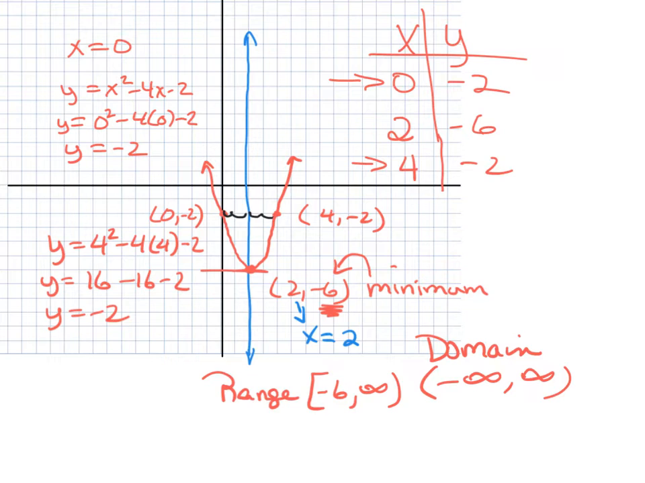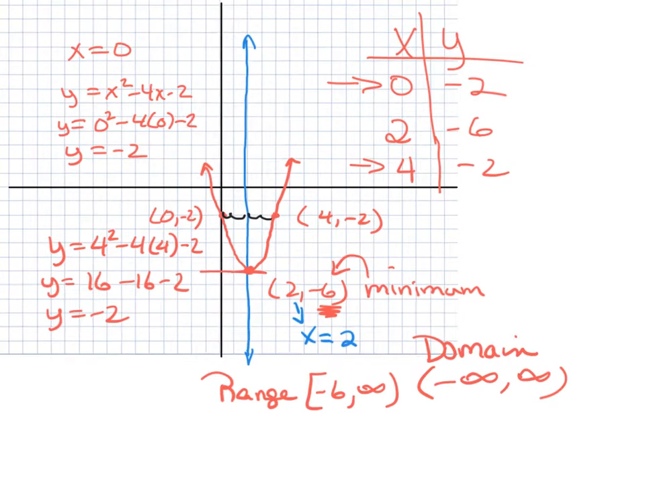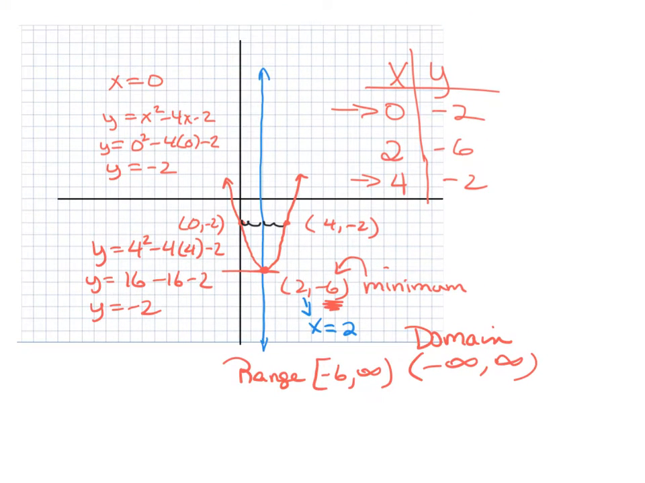When it's the sad parabola, it'll be negative infinity to the number. It'll be a less than. So on the quiz, be able to identify the vertex, the axis of symmetry, the domain, the range, if it's a minimum, a maximum, and also be able to graph it.